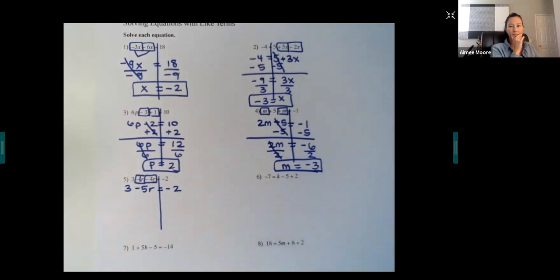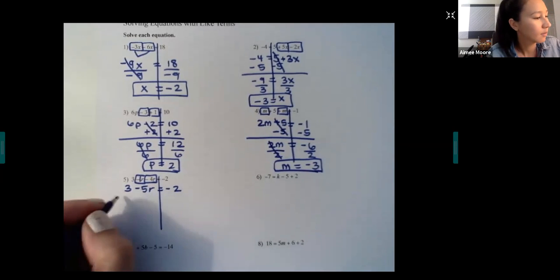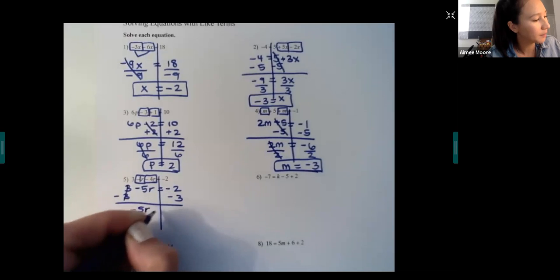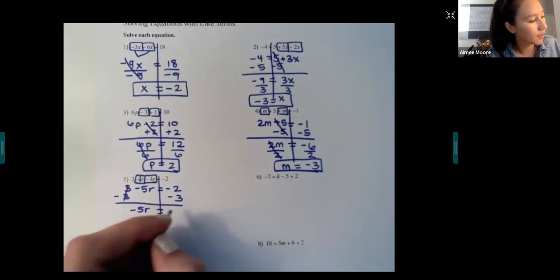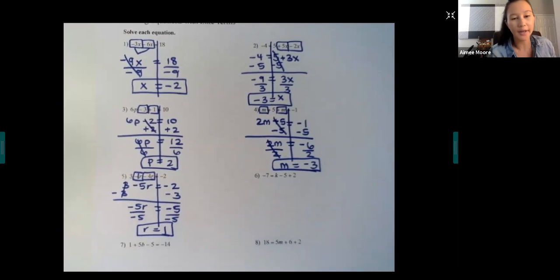Good. And then we bring down our 3 and our equals -2. Now what, Solomon? How do I get rid of this 3? You subtract it. Yep. Subtract 3 from both sides. So I have -5r equals -2 minus 3, which is -5. You divide by -5, and that gives you +1. Excellent. Very good.